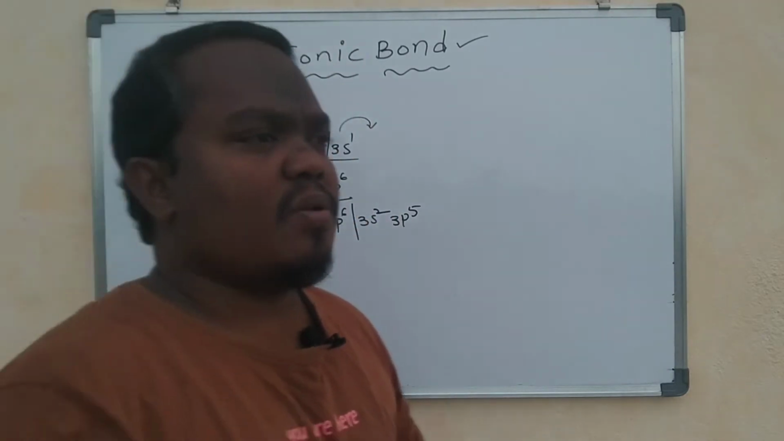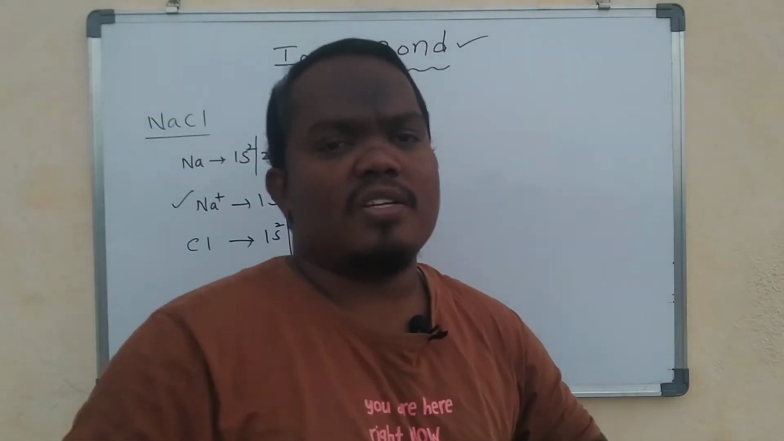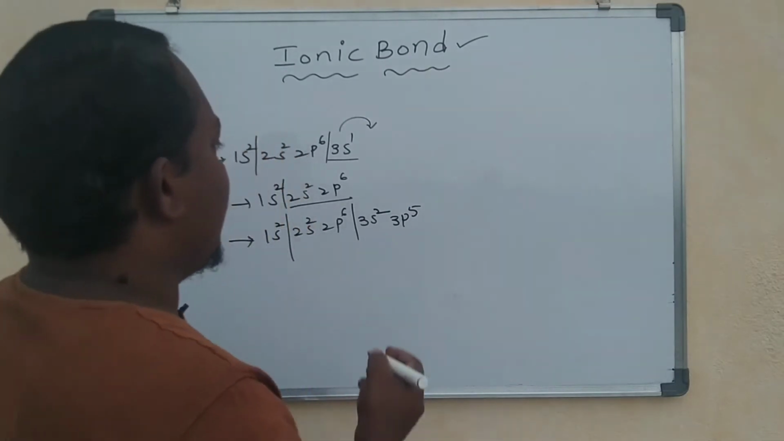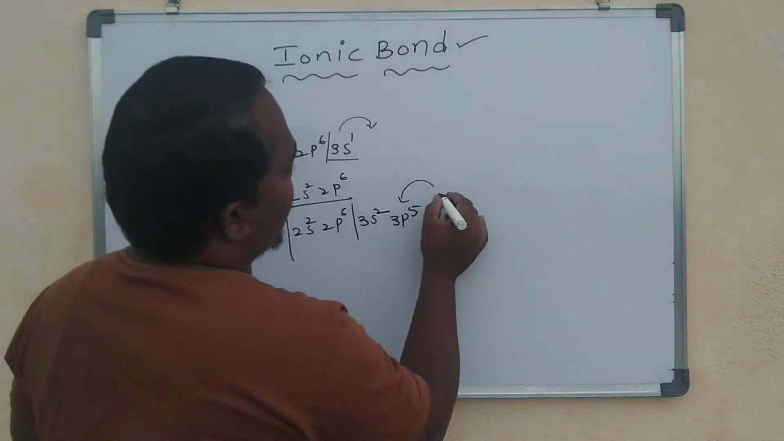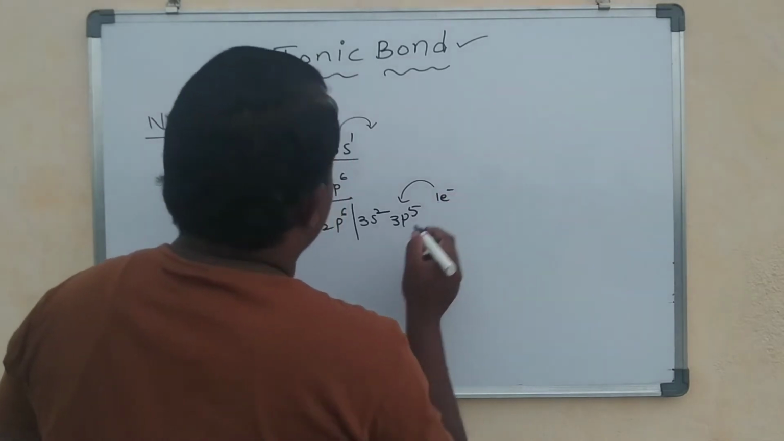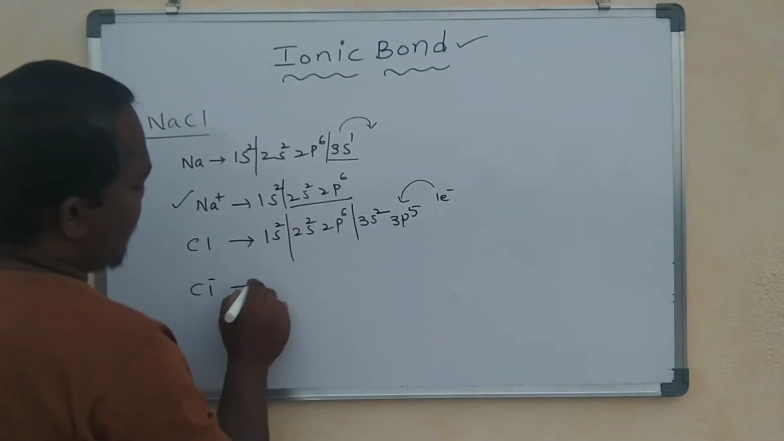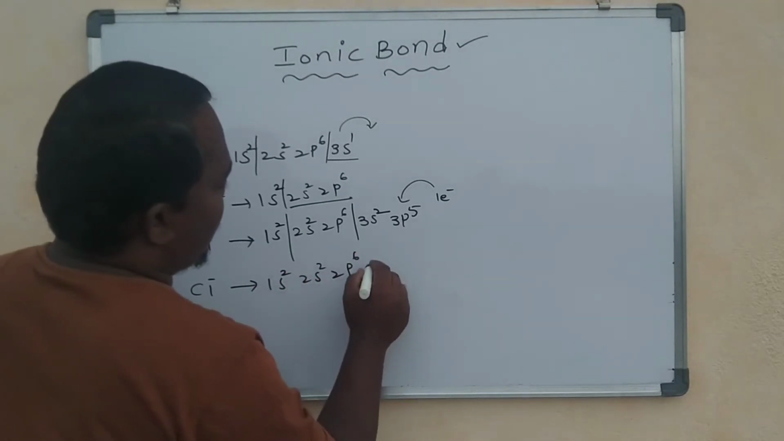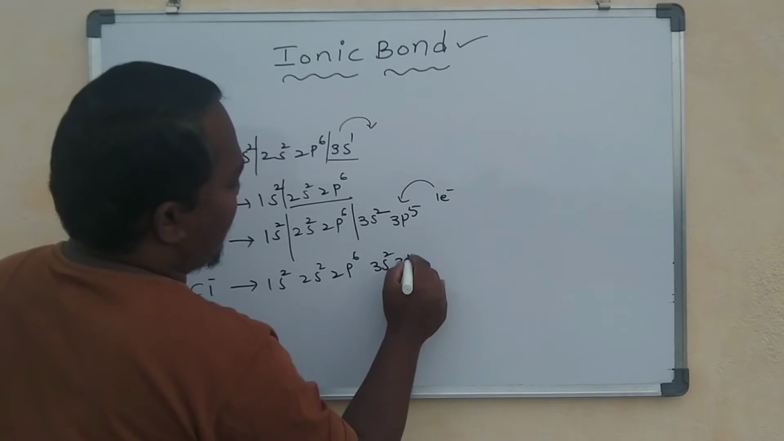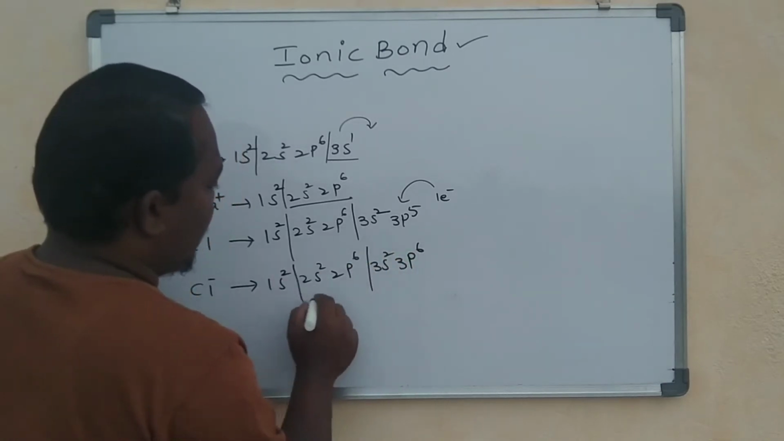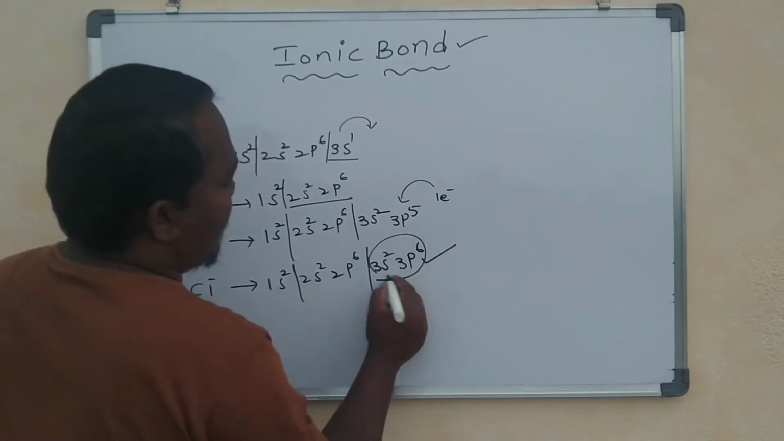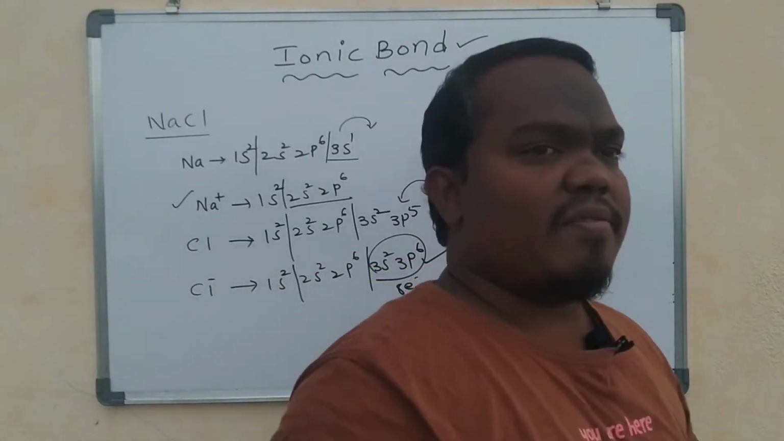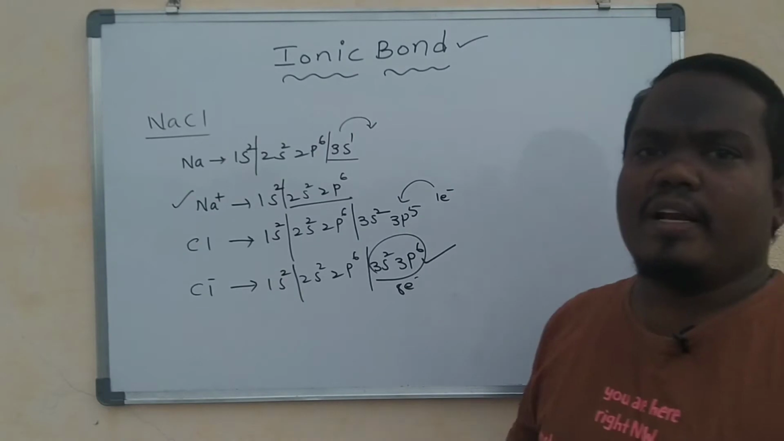It requires one more electron to attain stability, that means octet configuration. By taking 1 electron it becomes Cl minus, and its outermost shell electronic configuration is fulfilled with 8 electrons. So it attains 8 electrons in its outermost shell, and it becomes stable. But how is it going to get 1 electron?